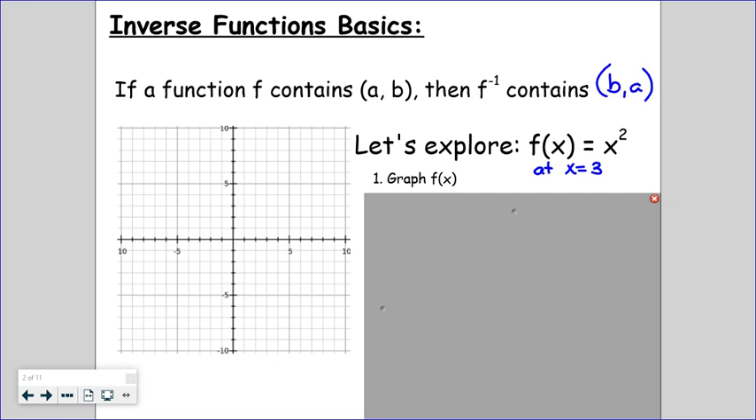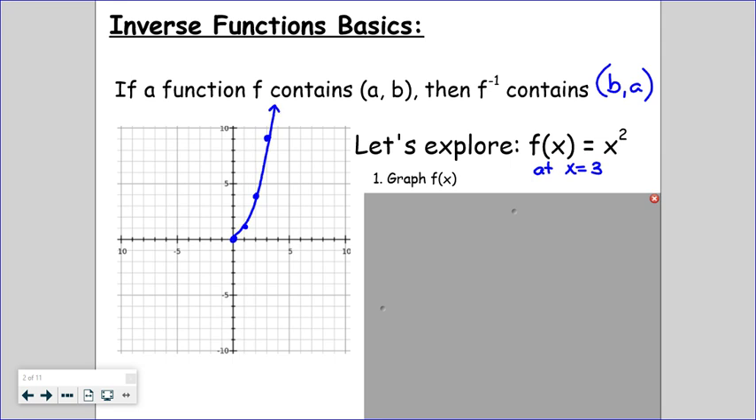So if we look at the graph of f of x, that is a parabola. We know some nice points on it. Again, I'm only going to look at the right half of it. So like 0, 0, if I plug in my x values, we're squaring them to get our points. So 1 squared is 1, 2 squared is 4, 3 squared is 9, and so on.